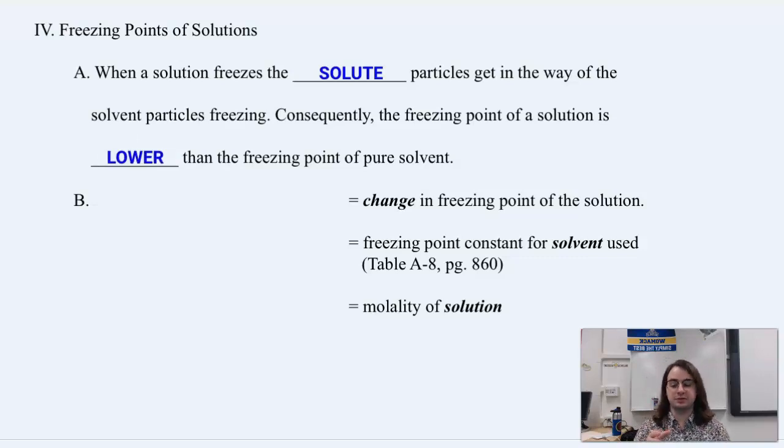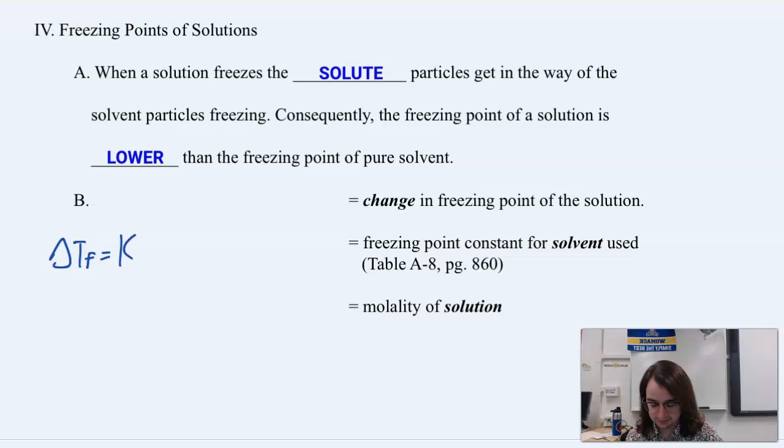Consequently, the freezing point of a solution is lower than the freezing point of a pure solvent. So as we add more solute to a solvent, we actually decrease the freezing point. It makes it harder for it to freeze. So the equation that we use to represent this is probably going to be very familiar.